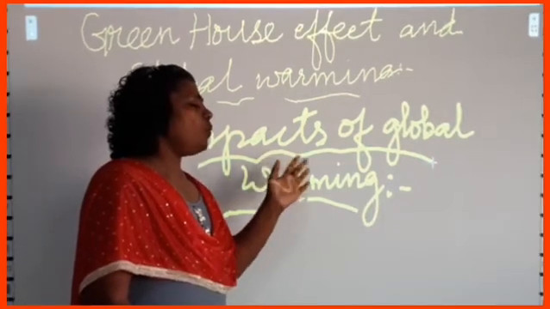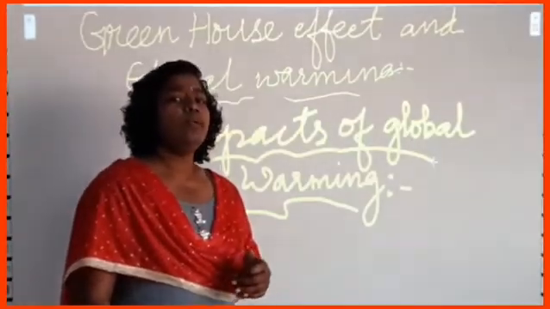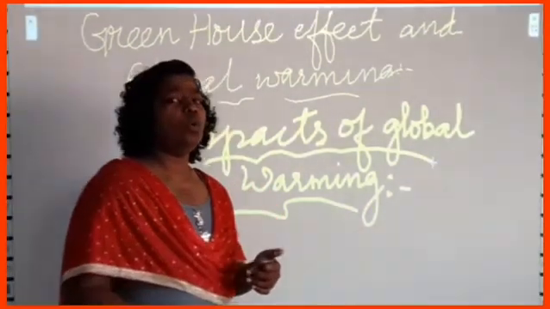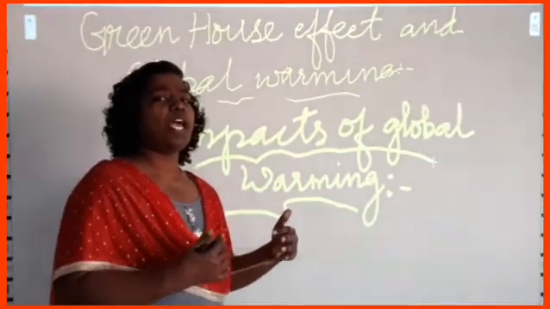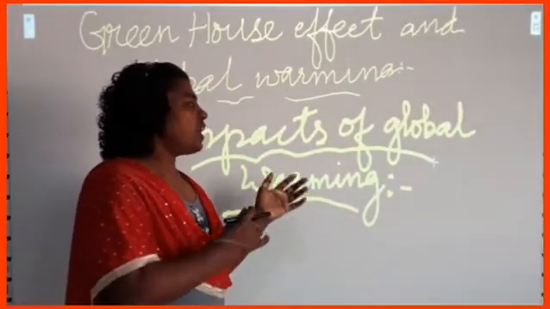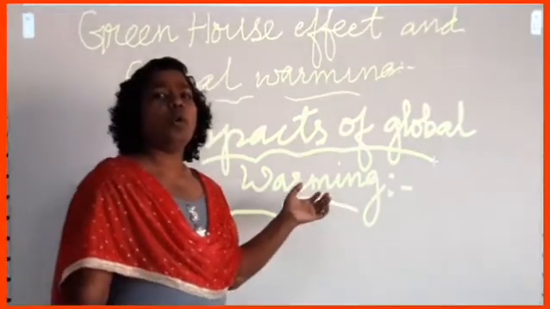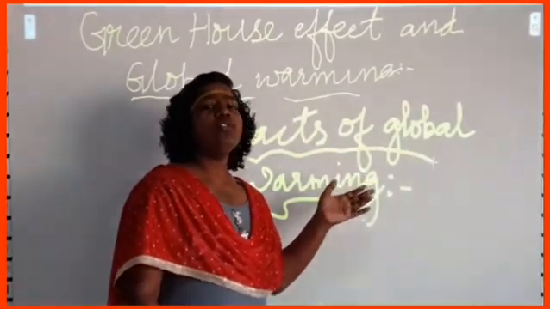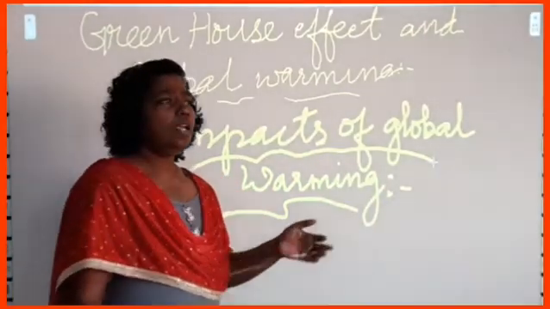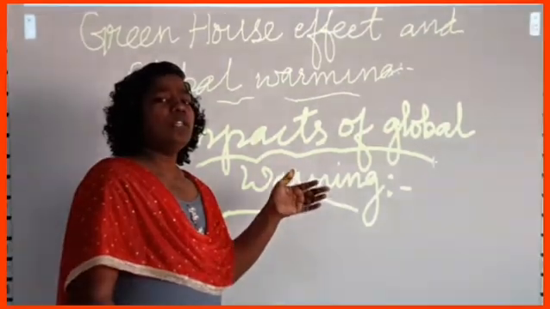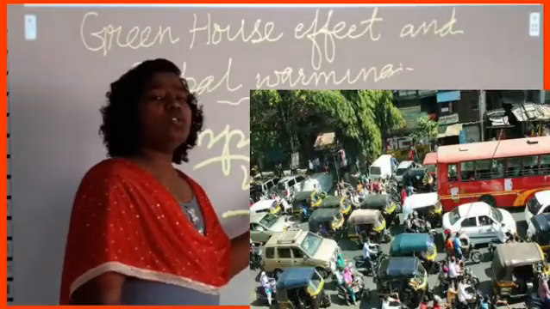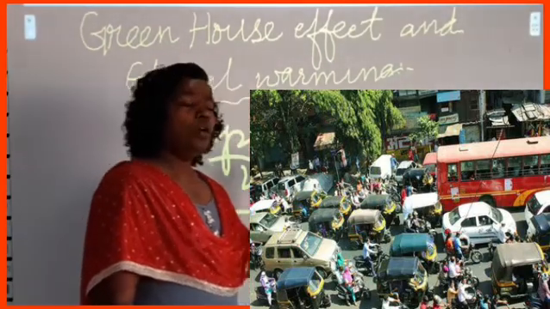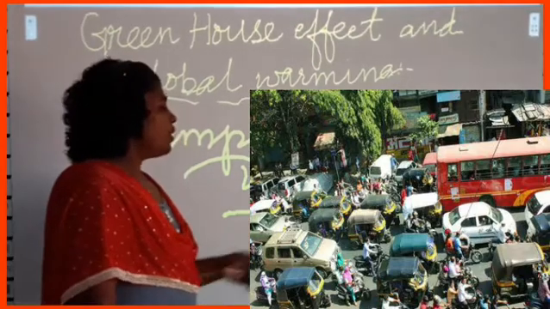Now we will see how we can reduce global warming. There are certain things that, when we do them, global warming can be controlled. Since most of the reasons for global warming are human attitudes, what do we have to do? We have to change our lifestyle. When we change our lifestyle, there will be a chance of reducing global warming. Now we will see the ways to reduce global warming.